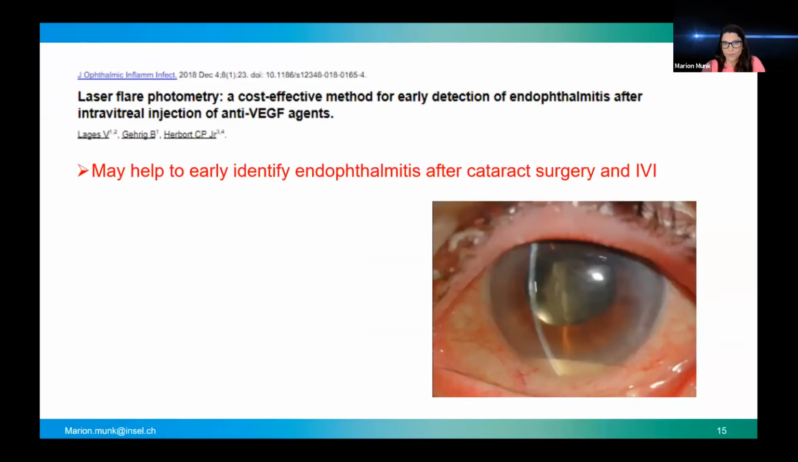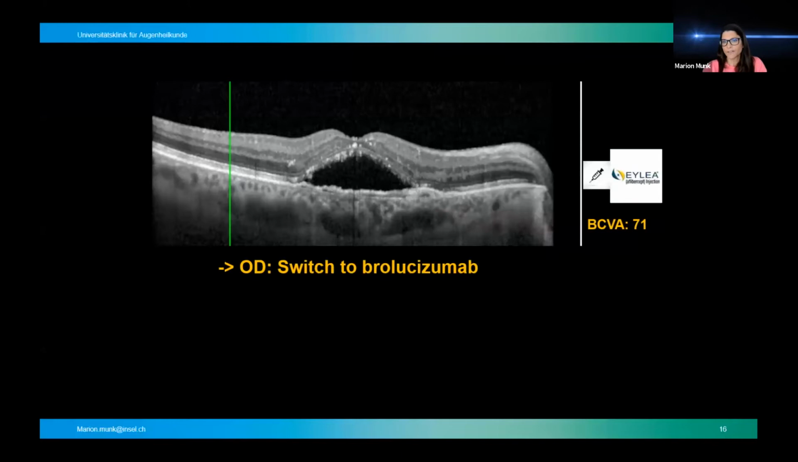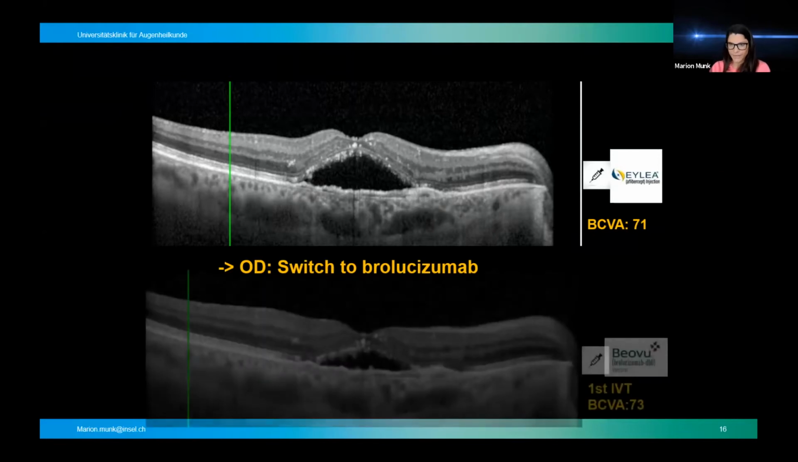And so it can help you to identify early intraocular inflammation or endophthalmitis after cataract surgery, or for example, after an intravitreal injection. This was, again, another example from our clinic. This patient was regularly treated. I think she had in the past 20 aflibercept injections and 2 PDT treatments, and still showed persistent subretinal fluid under four weekly treatment. So we decided together with the patient to switch her to brolucizumab. And after the first injection of brolucizumab, you saw that there was a decrease in subretinal fluid. So we continued her on the drug.